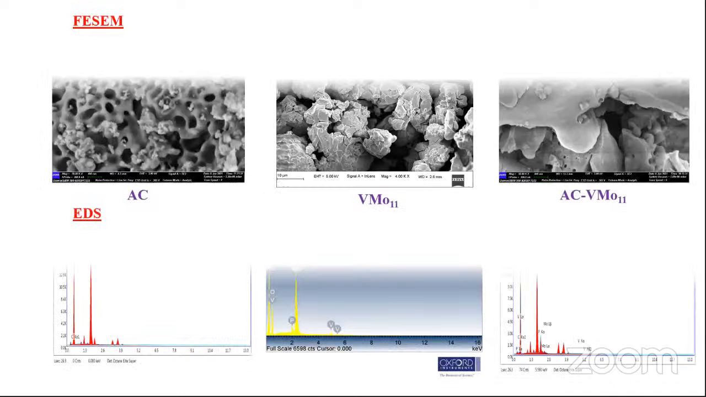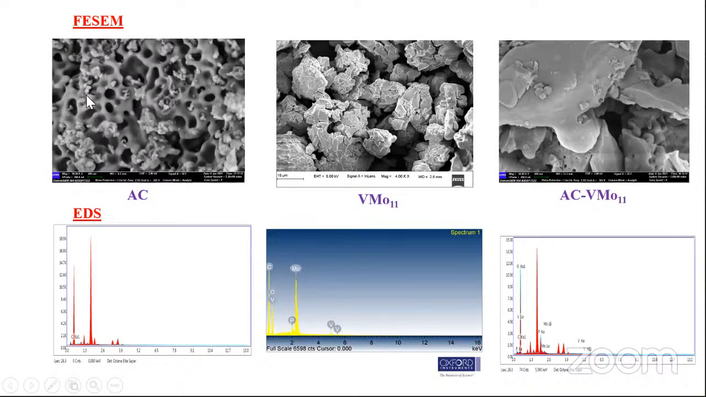And we confirmed by using FESEM and EDS also. In the case of FESEM, in cow dung ash alone you can see the surface morphology has so many pores. The polyoxometalate alone looks like small blocks. When we prepare the composite, the structure is totally different, and the EDX also matches. Whatever elements are present in the components will be present in the composite also.